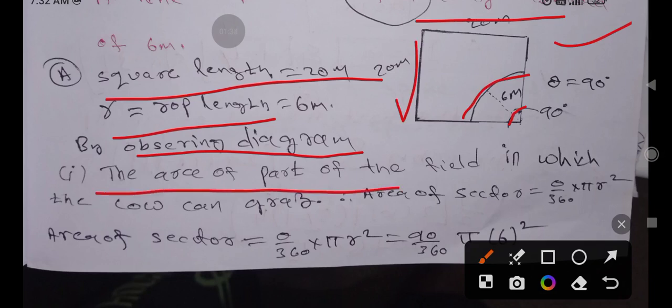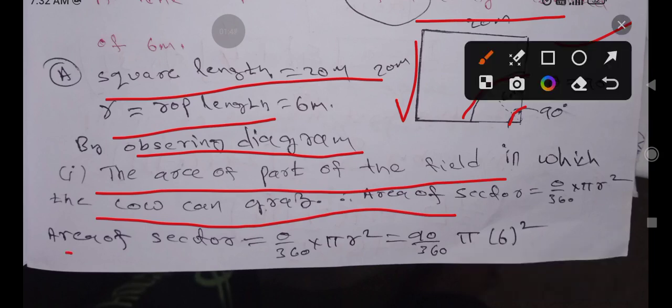The area of the part of the field in which the cow can graze is therefore the area of the sector, theta by 360 into pi r square, which is equal to 90 by 360 into pi 6 square. Here theta is 90 degrees.